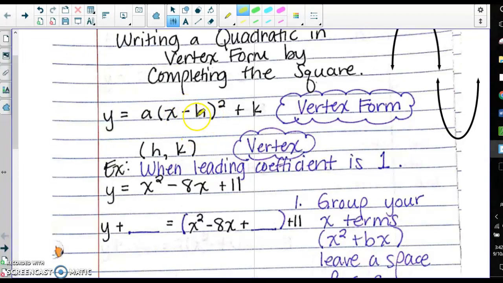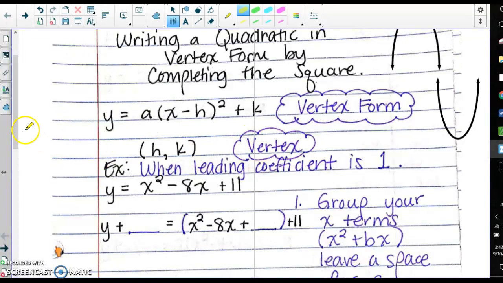Notice that inside the equation there's a minus sign, but in the vertex the minus sign is not there. Okay, just know that whatever is inside the parentheses here, you will write the opposite number here for h. So let's say if this was x minus 1, then your vertex would just be 1, a positive 1, okay? The k stays the same, whatever k is, whether it's plus k or minus k, you would write that here.